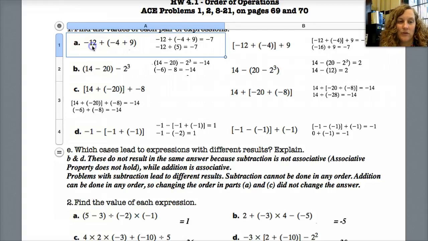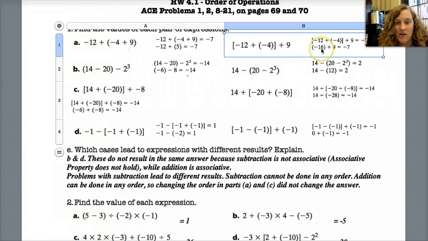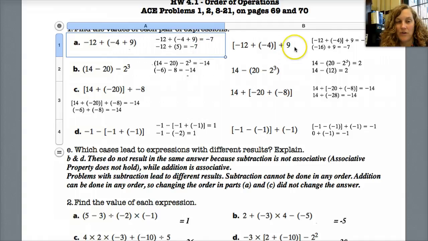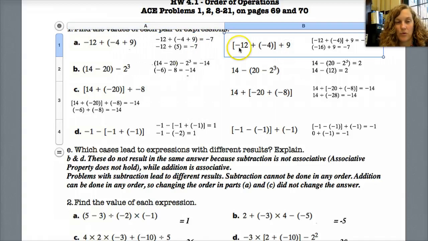So the first one, negative 12 plus negative 4 plus 9, I have parentheses, so I do the negative 4 plus 9 first and get 5. Negative 12 plus 5 is negative 7. Now, because I have brackets, I do the negative 12 plus negative 4 first, so I get negative 16. Negative 16 plus 9 is negative 7. So those answers are the same. For A, you get negative 7 and negative 7 for both.